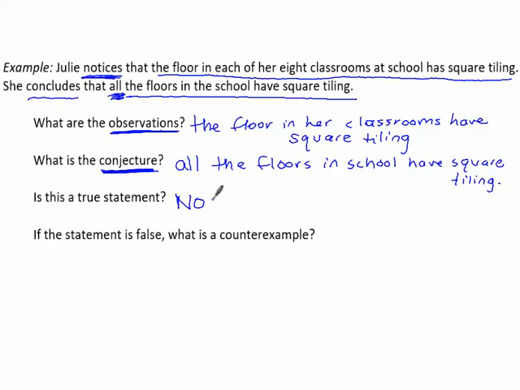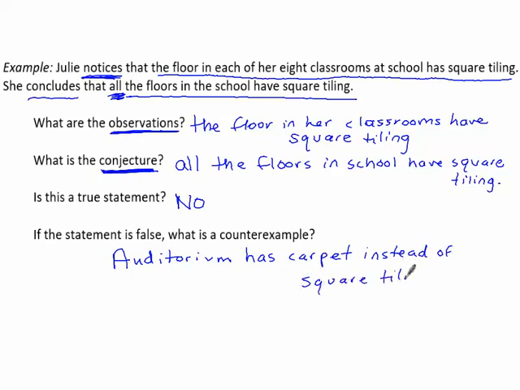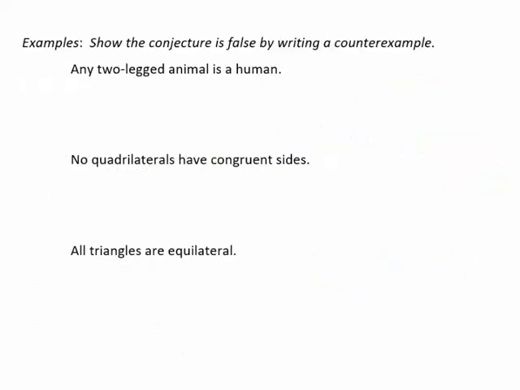It has carpet. So remember, we were supposed to assume that the premise is true, that it is a room in the school. The auditorium is going to be a specific example of one of the rooms in the school. The auditorium has carpet. So it is a room in the school, but it does not have square tiling. It has carpet instead of square tiling. So do you see how inductive reasoning works? Let's take a look at some more examples.